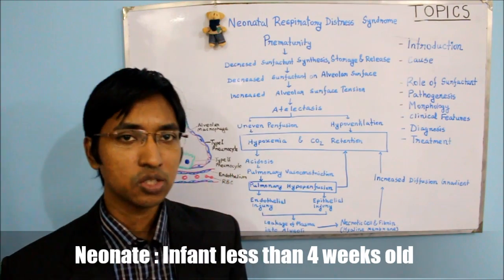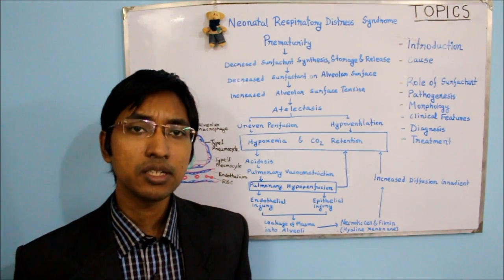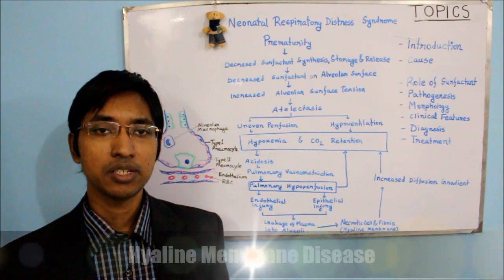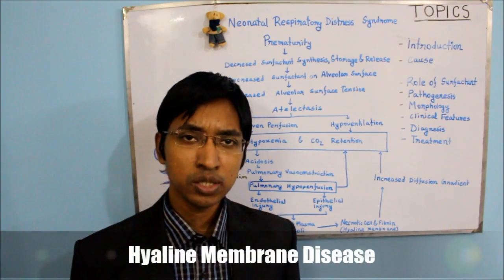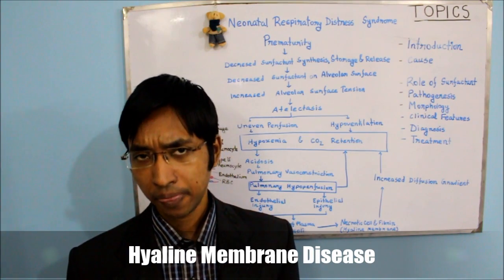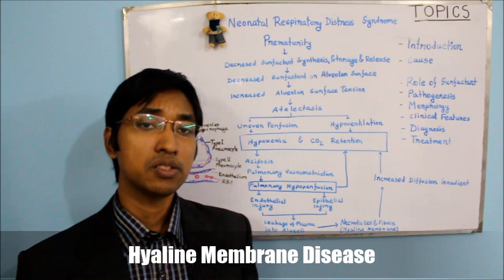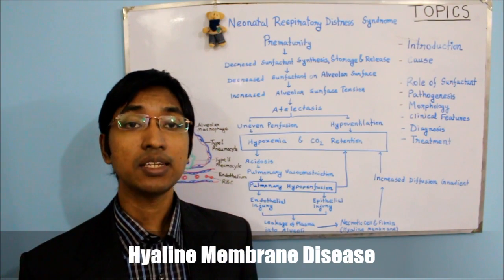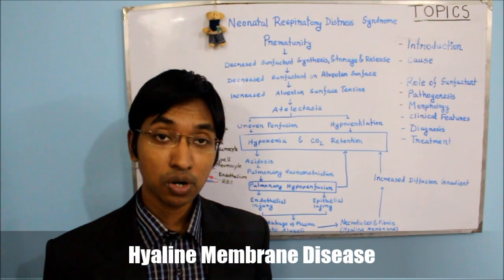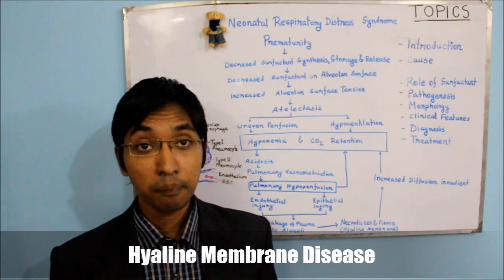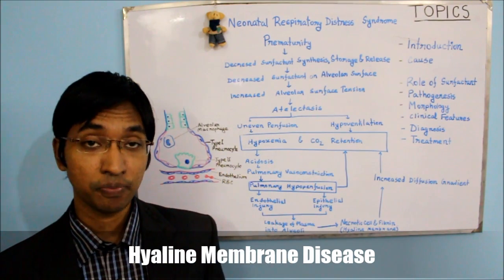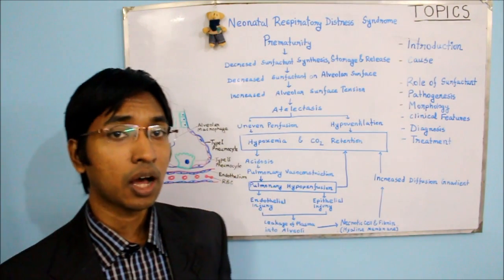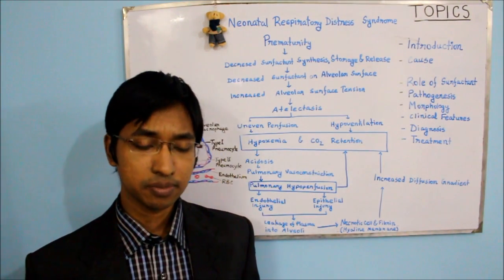The second thing that you have to remember is that this disease is also known as hyaline membrane disease. Now, why do we call it by such a name? That's because in this disease there is deposition of proteinaceous hyaline material in the alveoli, and that impairs gas exchange, as we will see. So that's why it is also called hyaline membrane disease.